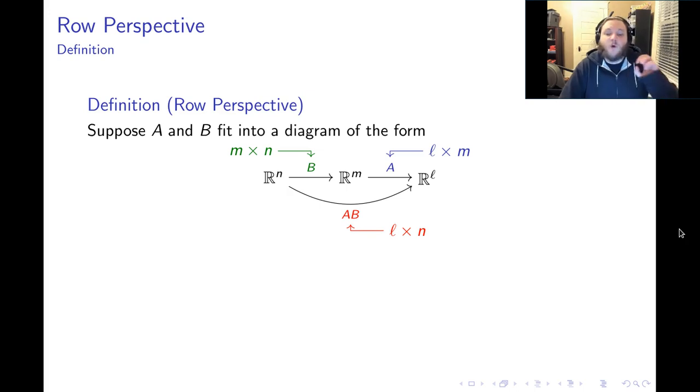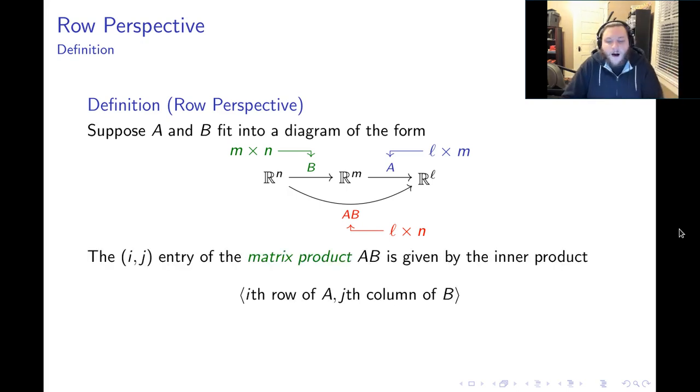So what does the row perspective say we should do to calculate all of the various entries of A multiplied by B? Well, this is a formula that gives each individual entry of A times B as an inner product of two vectors. So what the row perspective says is that the ij entry of the matrix product A times B is given by an inner product of vectors, and that's the inner product of the ith row of A with the jth column of B.